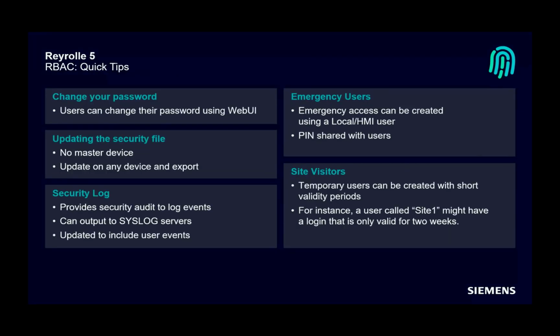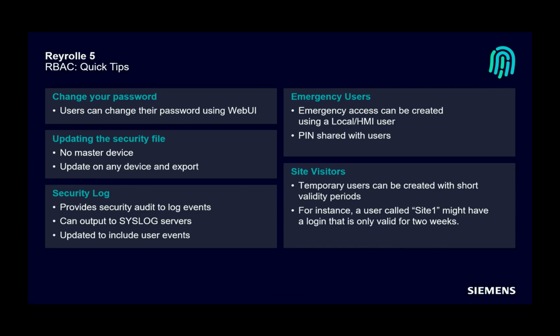And finally, I wanted to cover some quick tips. Each user can change their own password using the Change Your Password tile on the web UI. When updating the security file, no device is considered the master. You can export a security file from any device. You don't have to remember which one was the master. The security log provides an audit trail that logs security events in the syslog format. With the inclusion of RBAC, it's been updated to include the user name to the events, so we can see which user logged in, which user changed that setting, or which event they created.